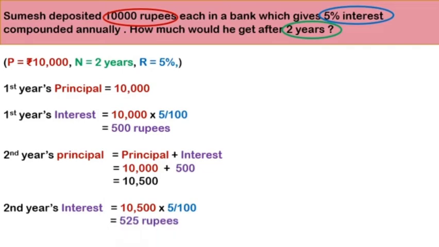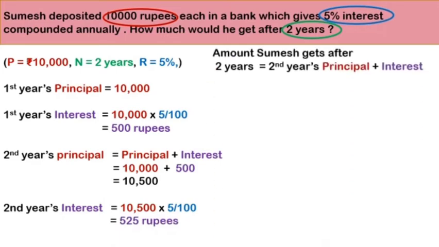So same, 2 zeros can be cancelled. 105 into 5, 525 rupees. Then how much is the amount Sumesh gets after 2 years? Second year's principal amount plus interest, that is 10,500 plus 525 is equal to 11,025 rupees.